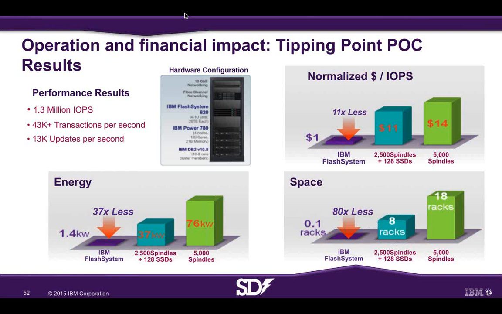Flash, the dollar spent on flash storage to get the same performance in a hybrid scenario of flash and SSD, you go to $11. To do it in spinning disk, you're at $14 per IOP, right? So 14x cost to go with spinning disk as opposed to going with the all flash array when you do it on $1 per IOP. And of course, you can see the energy and space savings here as well.